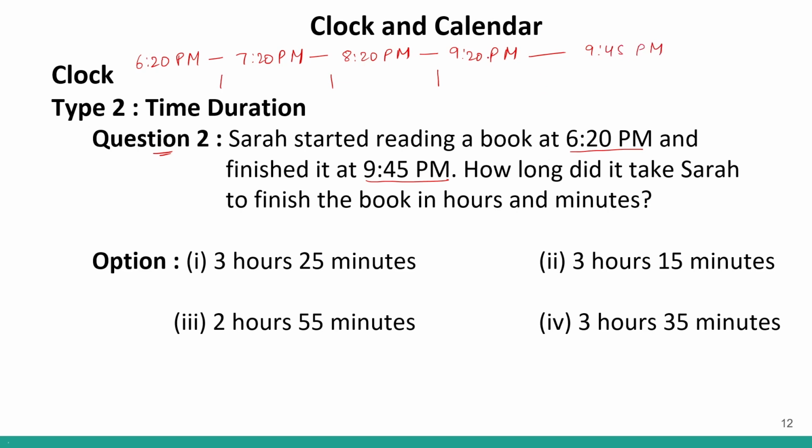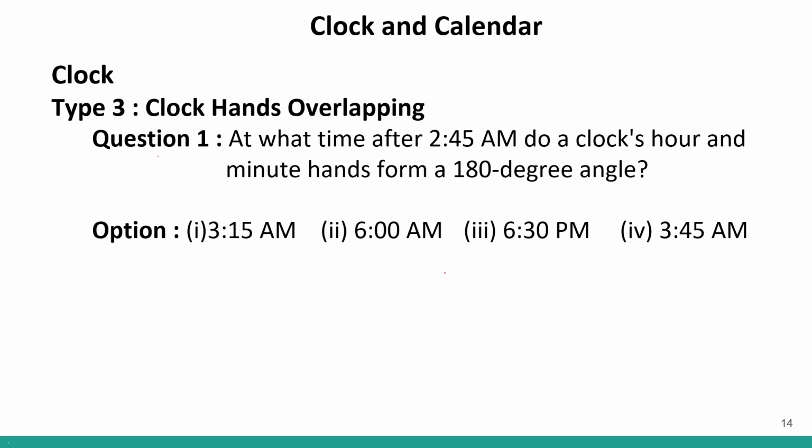Now from 9:20 pm I have to go to 9:45 pm. So how much am I going? From 20 minutes to 45 minutes I am going. That means I am going 25 minutes forward. So what will be the total duration? 1 plus 1 plus 1 plus 25 minutes. That is 1, 2, 3. 3 hours and 25 minutes. This will be the duration. And this is given in option number 1. So option number 1 will be your correct answer. Clear? Now, question 1 of type 3.